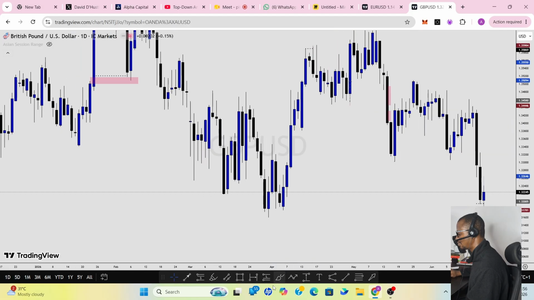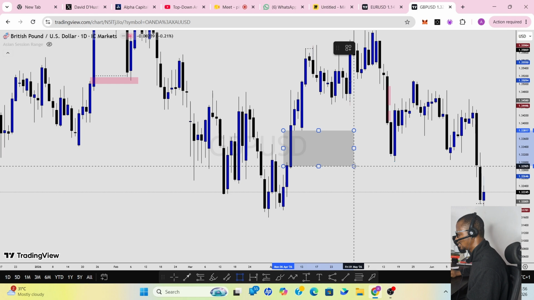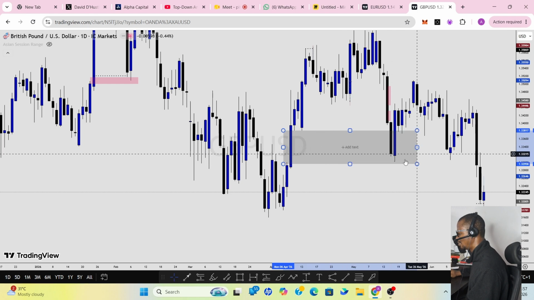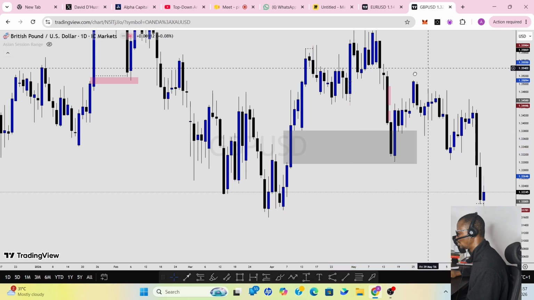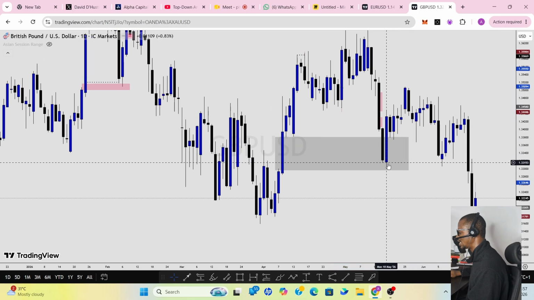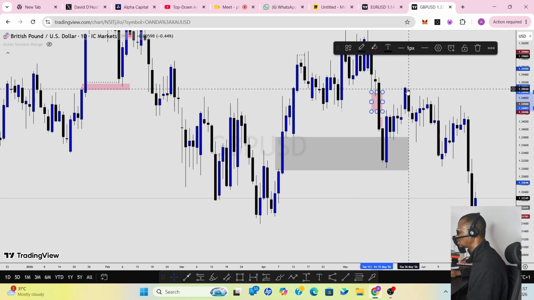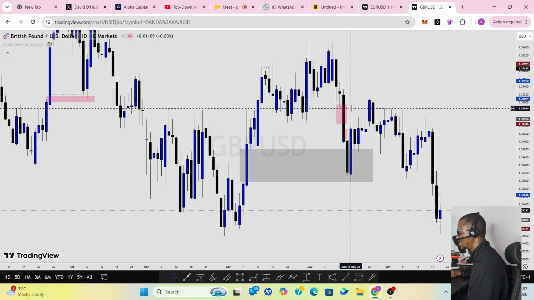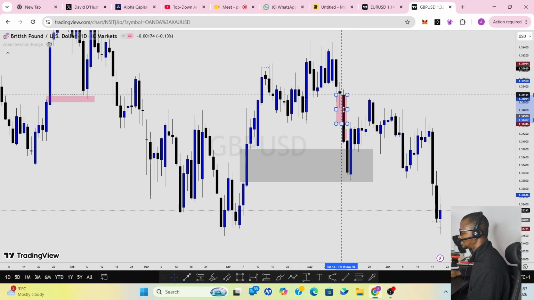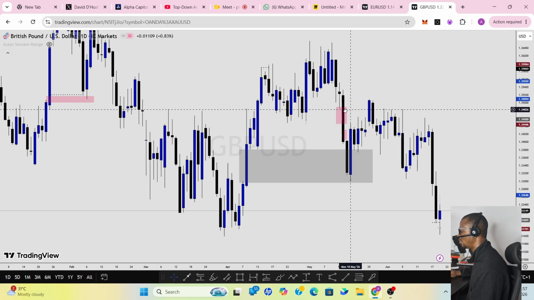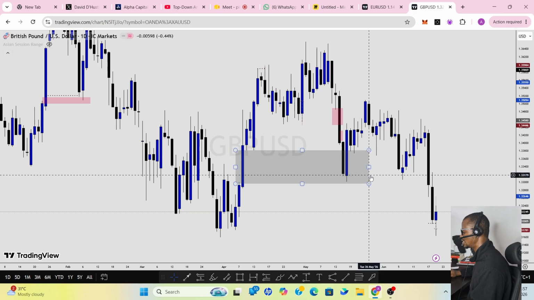The moment price tapped into this fair value gap, you can clearly see that it pushes from this level towards the upside. Although it was not a massive movement, at least it moved from this level. And equally there's another fair value gap, so price eventually tapped into it. It was not exact, price did not stop exactly inside the fair value gap, but at least it gives you the signal that price will likely continue towards the fair value gap.